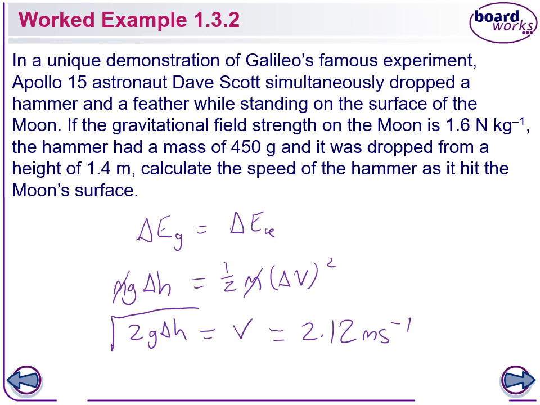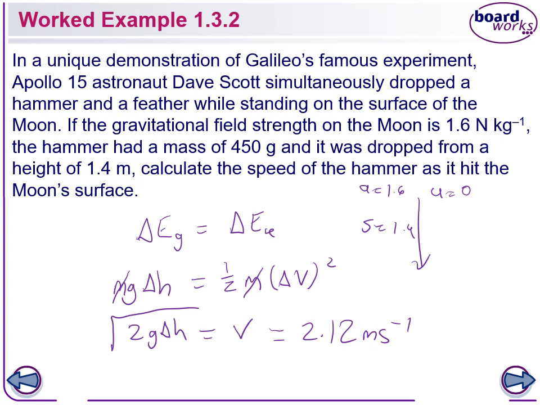With SUVAT. Okay. So let's consider this as a projectile falling downwards. Let's do our SUVAT equation. So we know our distance is 1.4. We know our acceleration is 1.6. And we know our initial velocity is 0. Happy with this so far?